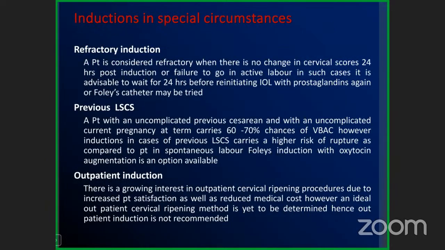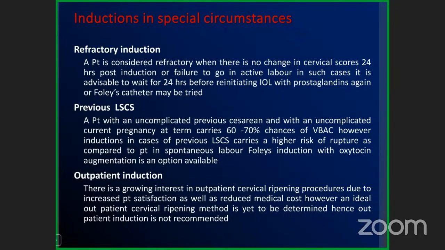What are the inductions in special circumstances? We have a refractory induction. The patient is refractory when there is no change in cervical score 24 hours post-induction or failure to go into active labor. In such cases, it is advisable to wait for 24 hours before reinitiating induction of labor with a prostaglandin again, or a Foley's catheter may be tried. But in our private practice, I think no patient would insist to wait for so long. If you have tried for 24 hours and the patient has not gone into labor, I think the relatives will always insist for an LSCS. But I do try to convince them that we can wait on for some more time.